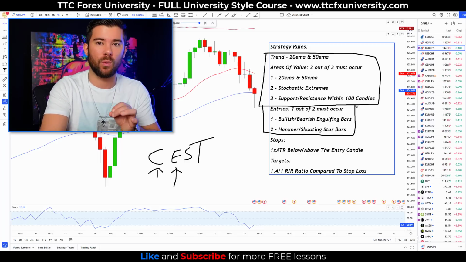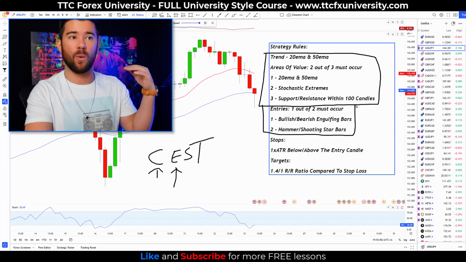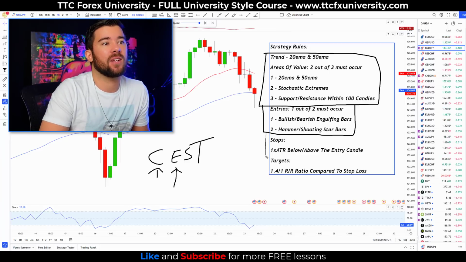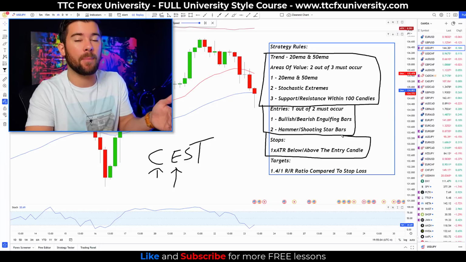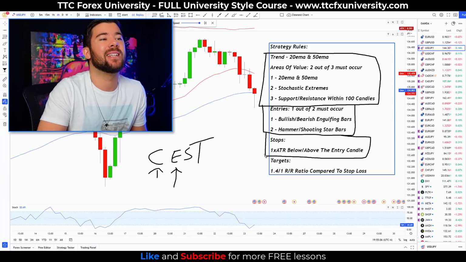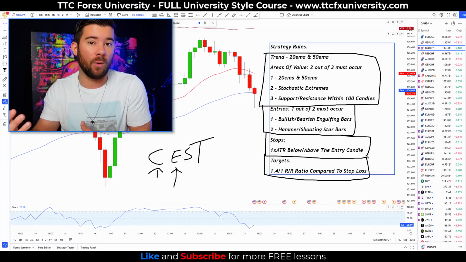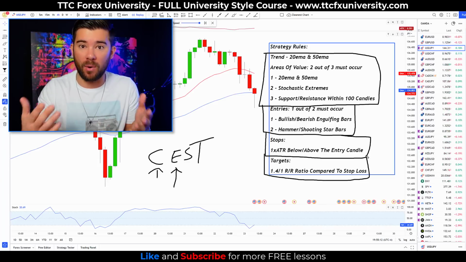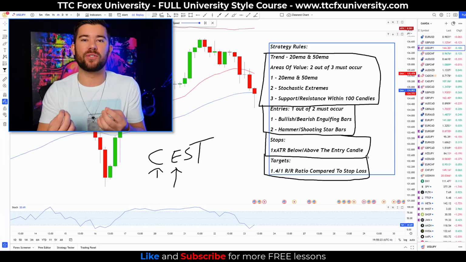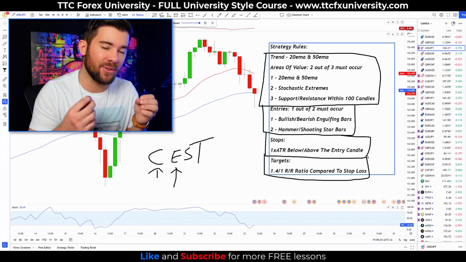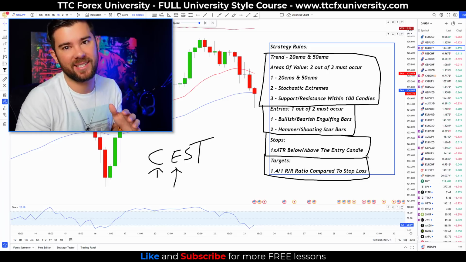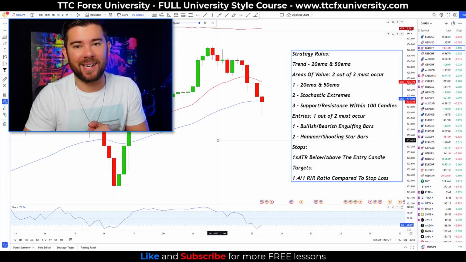I need exact rules for why I press the buy button or the sell button. S stands for stops. I need to know exactly where I'm going to be placing my stop before I enter the trade. And T stands for targets. I need to know an area that I'm looking to get out of the market if I'm right. So in the future, if you plan to build strategies, use this CEST model in order to ensure that your strategy is rules based. And if these rules seem a bit confusing right now, no worries.